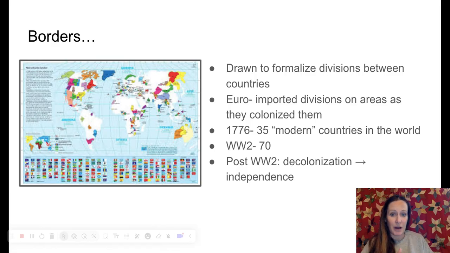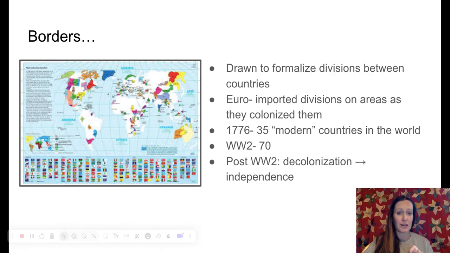Here are some things to keep in mind. When we had our revolution, when we declared independence, and you were to draw a world map, at the time, what we would consider a modern state, there were only 35 of them in the whole world. All right. By World War II, there's only 70. Okay. Now we learned about decolonization and countries getting independence in like the 1810s, 1820s in South America.